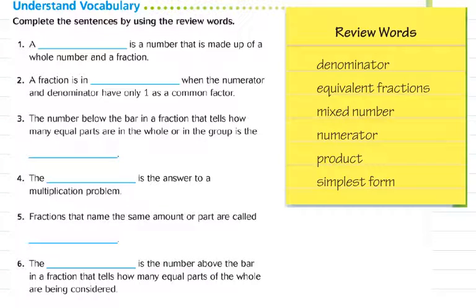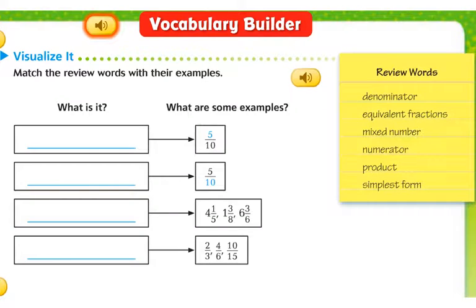Students, we're going to start with the vocabulary builder for chapter 7, which will be multiplying fractions. So we're going to first visualize it, and we are going to match the review words with their examples. So we're going to start with the review words on the side: denominator, equivalent fraction, mixed number, numerator, product, simplest form. So it says match the review words with their examples.